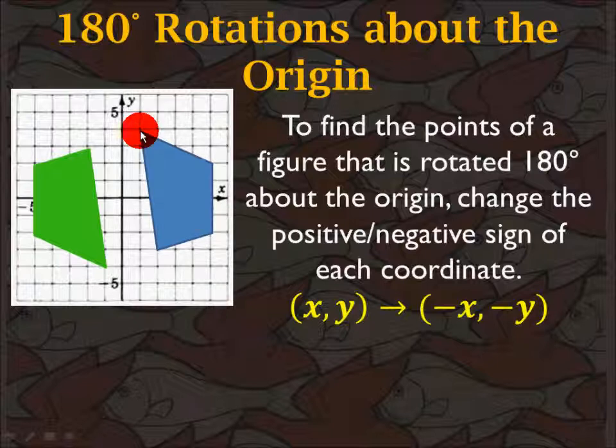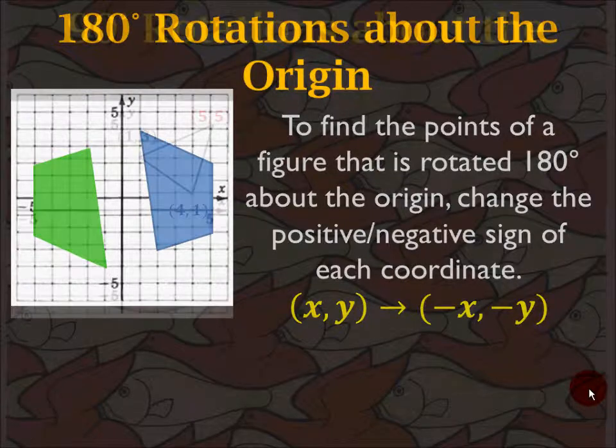So notice here, on the original figure, this point here is (1, 4). Now, if you rotate it 180 degrees, you're basically moving it down to (-1, -4). All you've done is switch the signs. That's a 180 degree rotation.